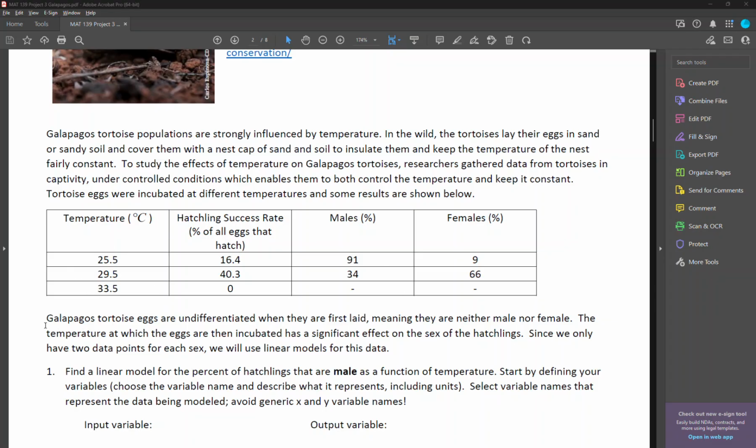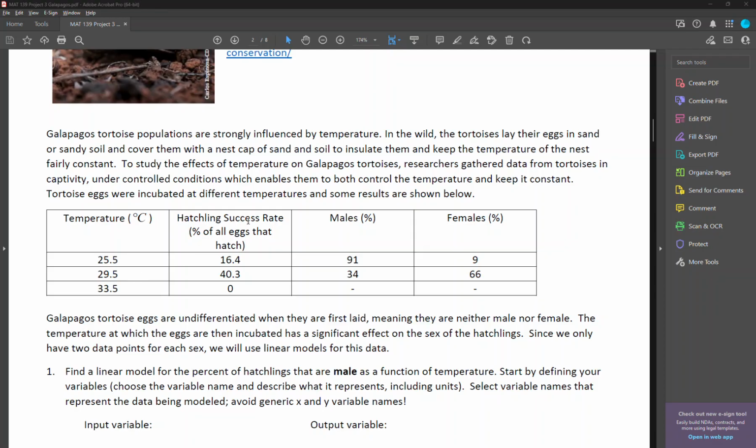Before I look at this table, I'm going to read below here. Galapagos tortoise eggs are undifferentiated by gender when they are first laid. The temperature at which the eggs are incubated has a significant effect on the gender of the hatchlings. Since we only have 2 data points for each of the genders, we're going to use linear models for this data. So if I look back up at my table now, I can see the temperatures.